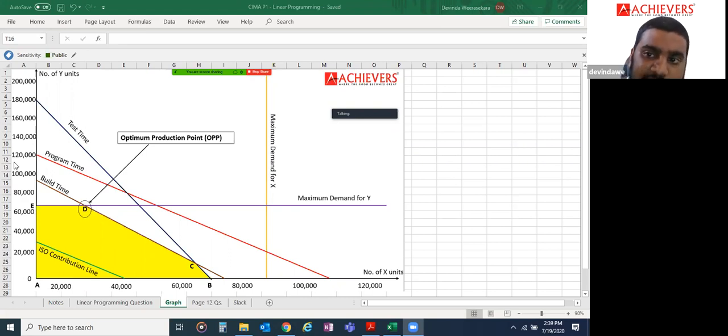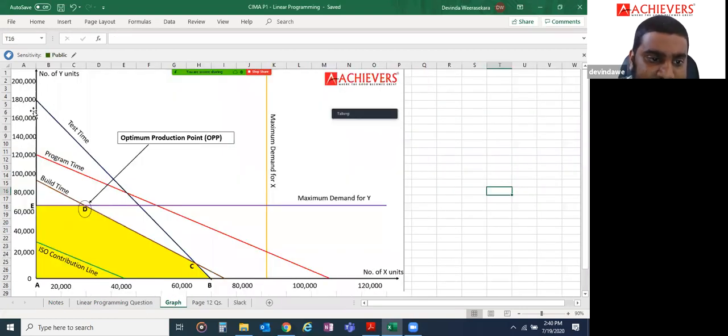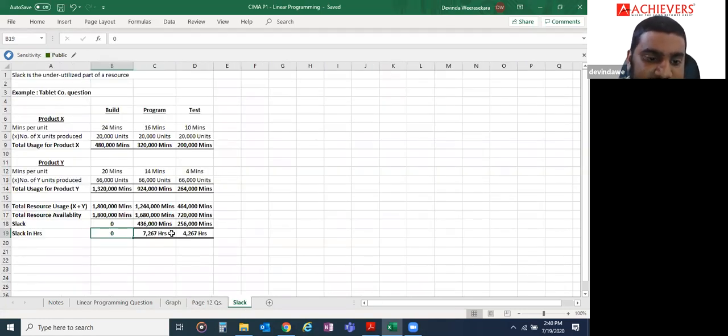And what are the resources not falling on the optimum production point? The resources that are not falling on the optimum production point are program and test, right? So tell me guys, build is the resource that is falling on the optimum production point. And for build, what is the slack? What is the slack? 0. Program and test are the resources that are not falling on the optimum production point. And for program and test, what is the slack? Is there a slack? Yes, there is a slack. So the resource that is falling on the optimum production point, build, there is no slack. The resources that are not falling on the optimum production point, program and test, there is slack.